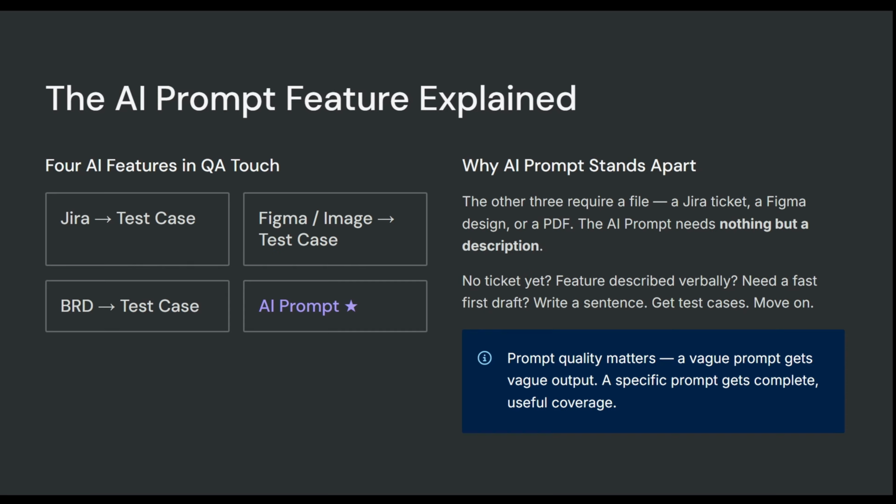Now the quality of what you get out depends on what you put in, and I want to be real about that. A vague prompt gets vague output. A specific prompt gets specific, useful output. Okay, enough explaining. Let me show you.